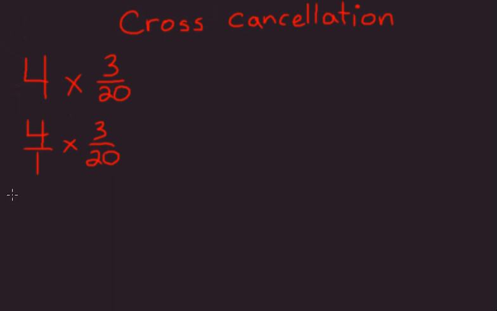What we have to do for cross-cancellation is look across. Here we have 3 and 1 across from each other. With cross-cancellation, we want to find factors greater than 1 that both those numbers across have. If you think of 3 and 1, there is no factor greater than 1 that they both share. There is no common factor that they both share. But if you look across to the 4 and 20, they have several common factors that they share.